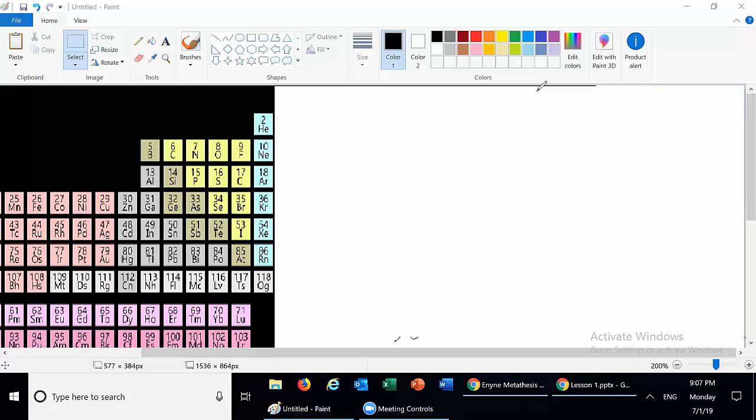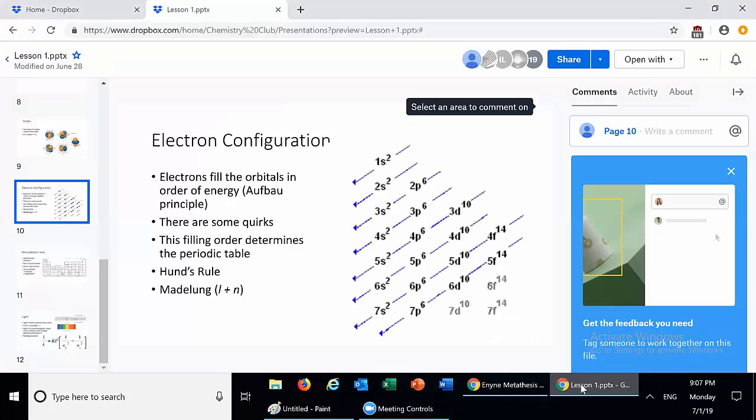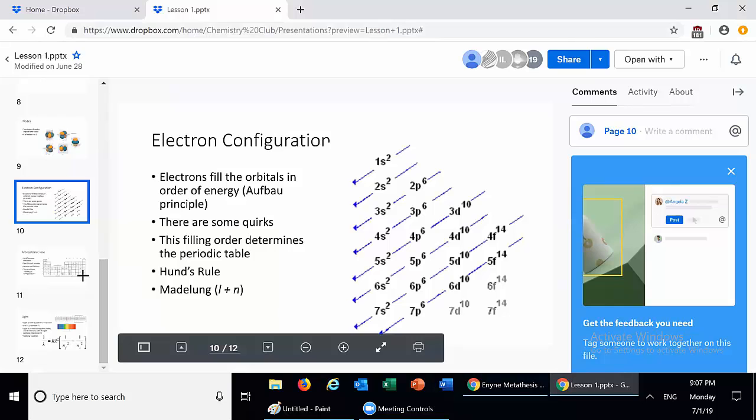That kind of stuff becomes important if you want to talk about MO theory or crystal field theory, but those are not in the AP curriculum, so we're not going to talk about that. Okay, so now we can start filling electrons.